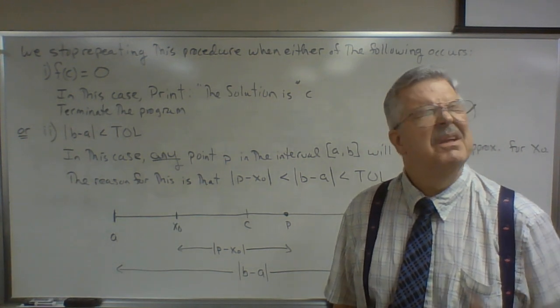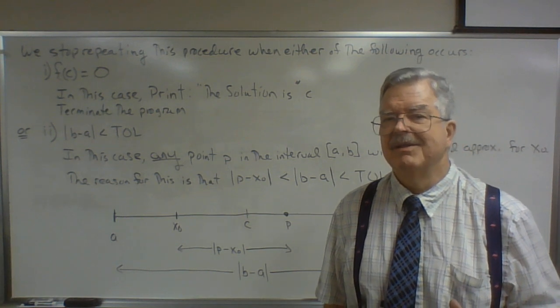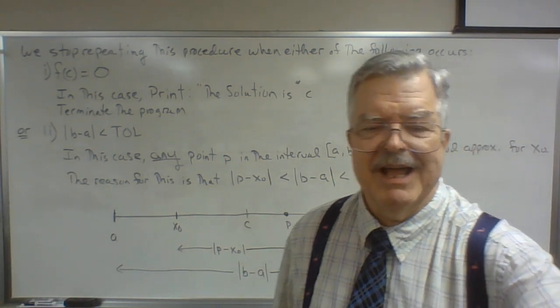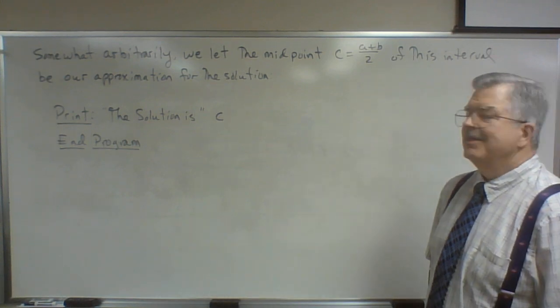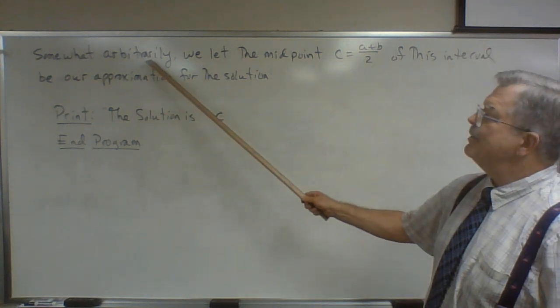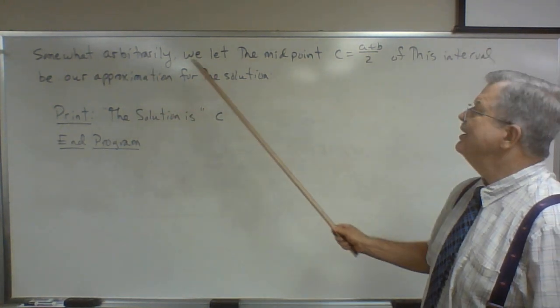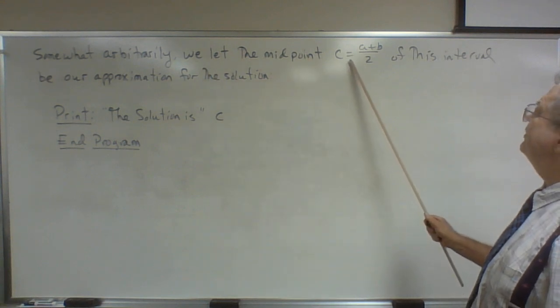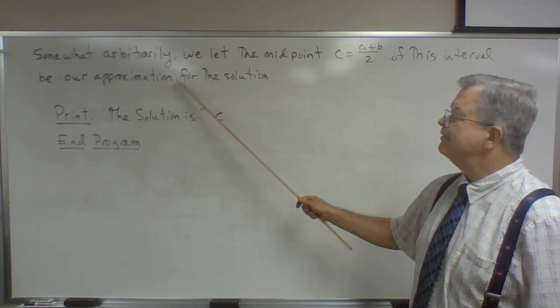So which point in the interval should we pick to be P? Well, we'll vote on that. Class vote. Okay, everybody? The votes are in and the decision is unanimous, somewhat arbitrarily, but unanimously. We let the midpoint C of this last interval be our approximation for the solution.